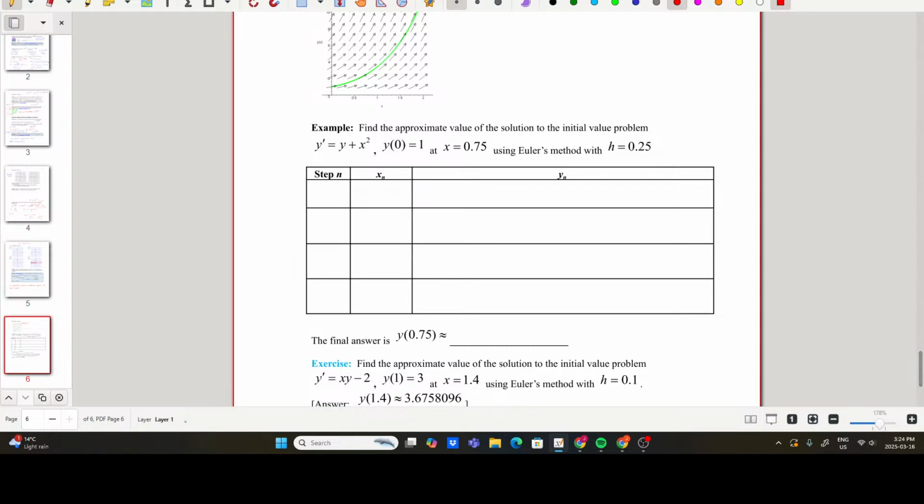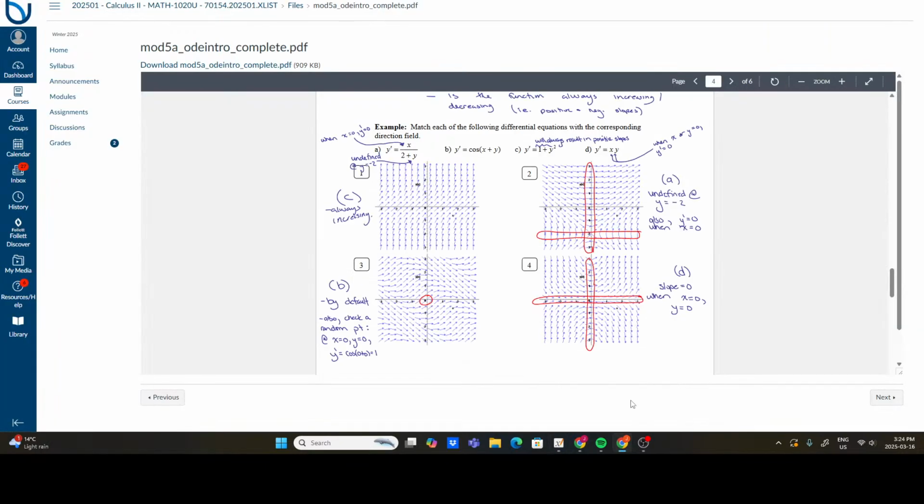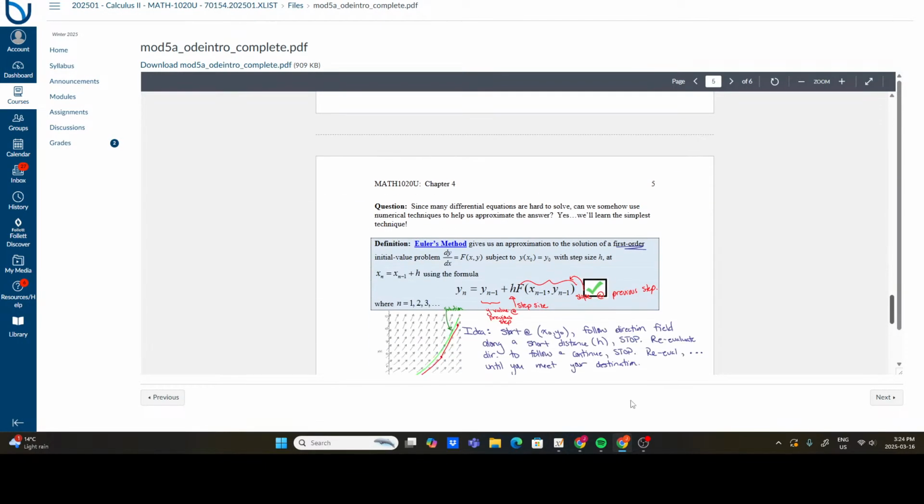Initial value problem: y prime is equal to y plus x squared, y(0) equals 1, at x equal to 0.75 using Euler's method with h equals 0.25. Let's see how they do it. I have no idea how to do this, I completely forgot. So let's look at what they're doing.